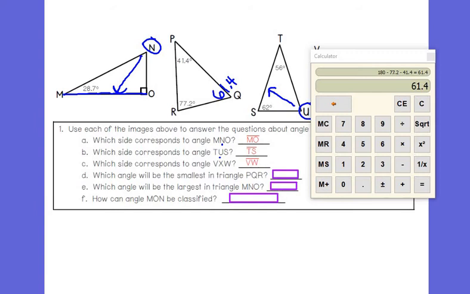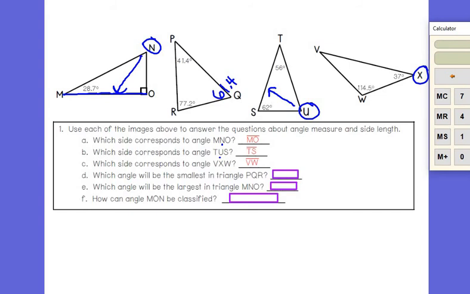It asks what angle is the smallest in triangle PQR? P. Who is the smallest? P. But do I just say P? No. How do I write it where I give them the answer of P? P has to be in the middle. So I could say RPQ, or I could say QPR. QPR. Correct. Also, the smallest one would go in the middle in this situation, because they're asking for the smallest. I know P is the smallest, so P better be in the middle, and I list the other two off to the side.